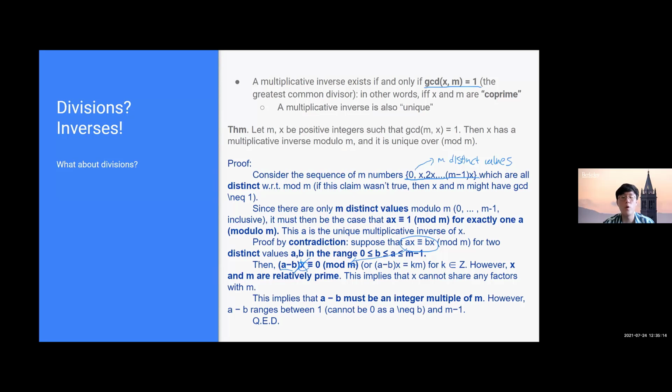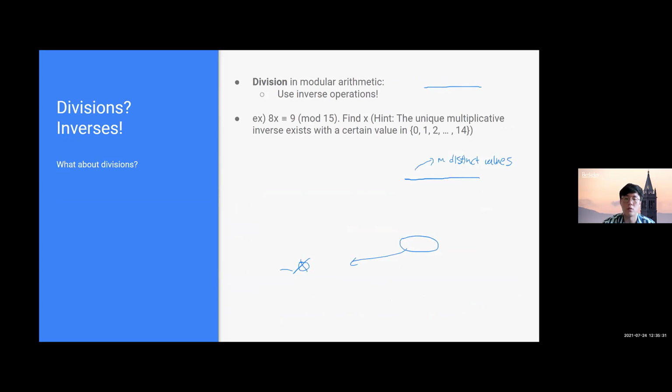But you already know that a minus b ranges between 1 and m minus 1. It cannot be 0 because a is not the same as b, so a minus b should always be some kind of non-zero number. So that is why, if we have co-prime numbers x and m, a unique inverse always exists. So let's think about this case.